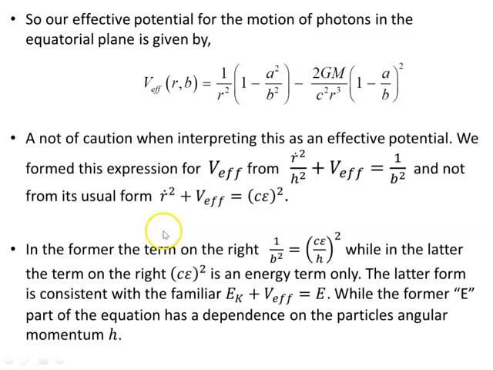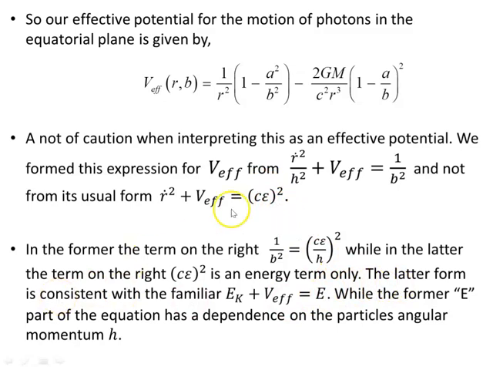Because within this 1 over B squared term, the usual form of this energy equation has an energy, the total energy of the orbit over here, the effective potential, and then the kinetic part here. Now in the former term on the right, the 1 over B squared, it's C times epsilon, that's energy over angular momentum, all squared, while in the latter, the term on the right is an energy term only. This one here is the energy term only.